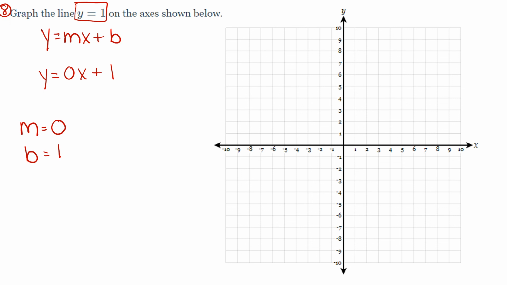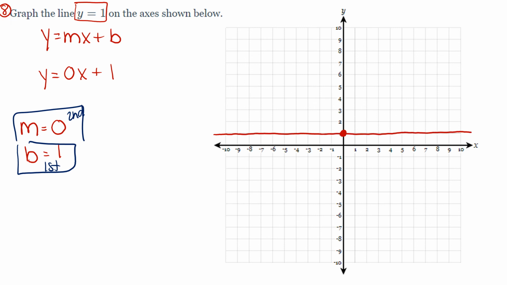So when it comes time to graph it, we graph the b value first. So we're going to graph positive 1 on the y-axis. We graph the rate of change second, but because it's 0, it means we can't go up or down. We just go 0, meaning our line is a straight horizontal line. We cannot go up, we cannot go down because the rate of change is 0. The straight horizontal line located at 1 is our final graph.